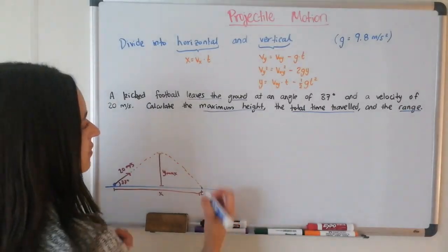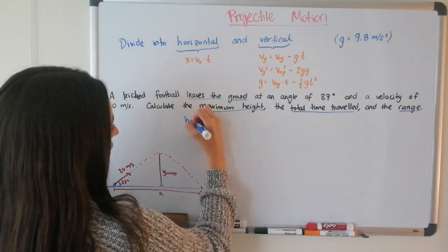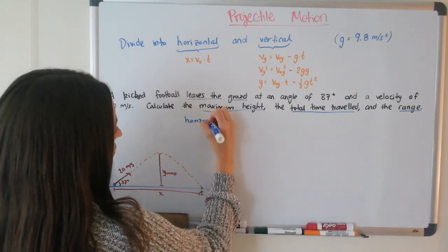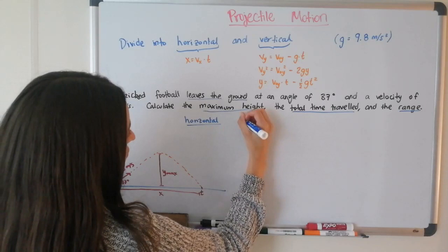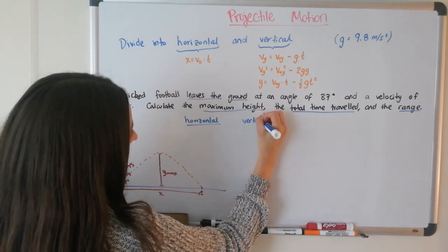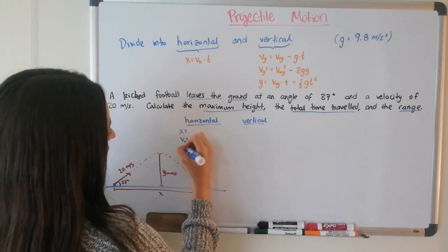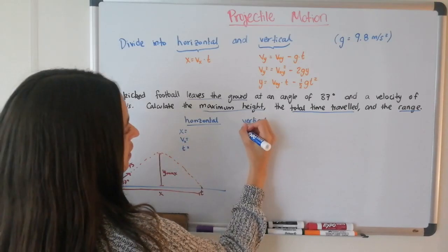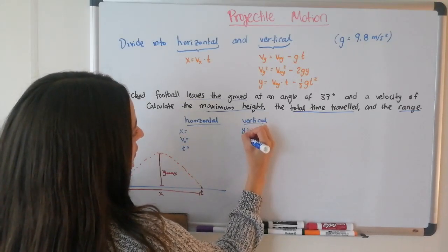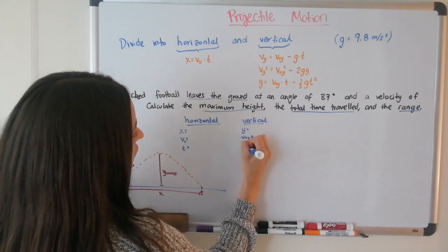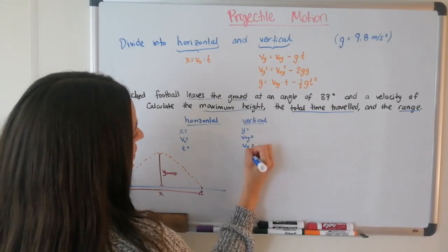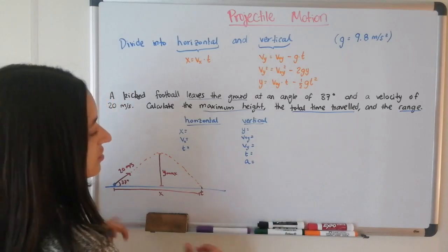So let's start step by step. So again, the first thing we do is list our variables as horizontal and vertical. So again, in horizontal we can have x, vx, and t. In vertical we can have y, voy, vy, t, and the acceleration.